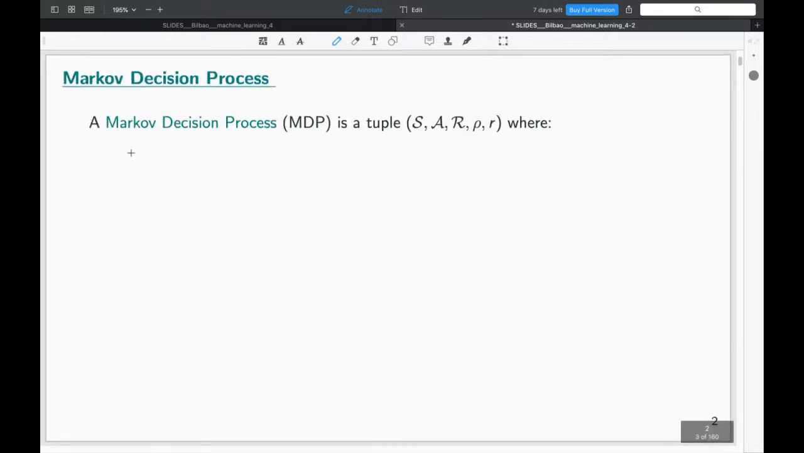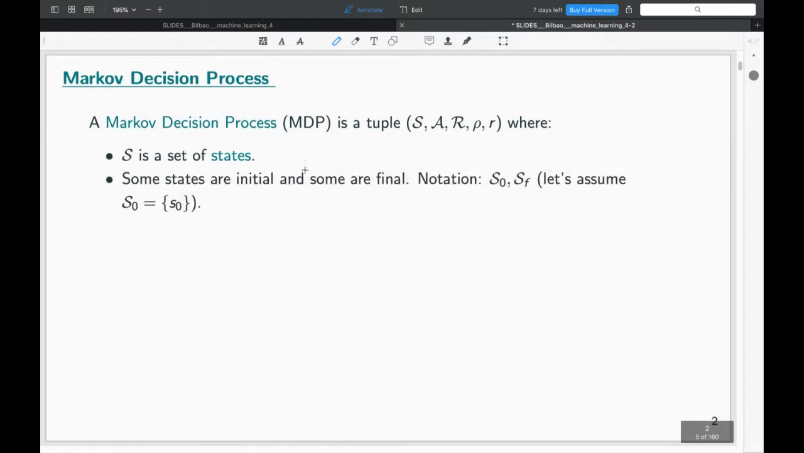Monte Carlo tree search, which is a family of algorithms which is employed by AlphaZero. Okay, so recall that a Markov decision process is a tuple (S, I, R, A, rho), where S are the states. Some states are initial, some are final. The initial are S0 and final are SF. And we assume that there's just one initial state called S0.